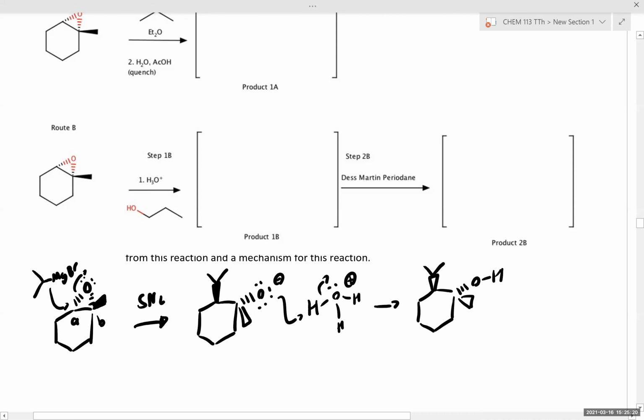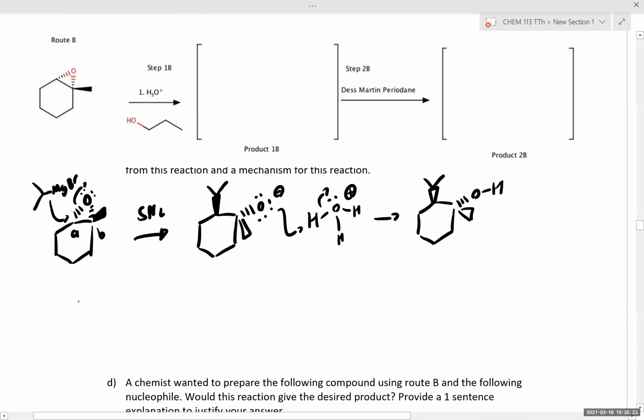Okay, so let's look at a polar opposite case, where in this case we have an epoxide. We treat it with H3O plus and n-propyl alcohol. So what's going to happen here? What's the first step in this epoxide opening under acidic conditions? What's going to happen first? We're going to activate the epoxide oxygen. How are we going to activate it?